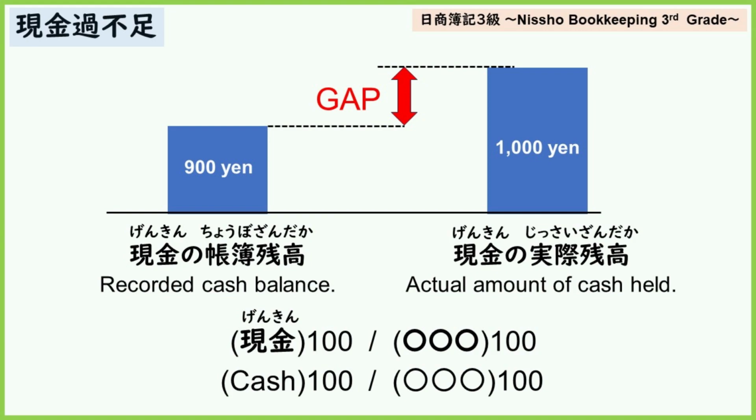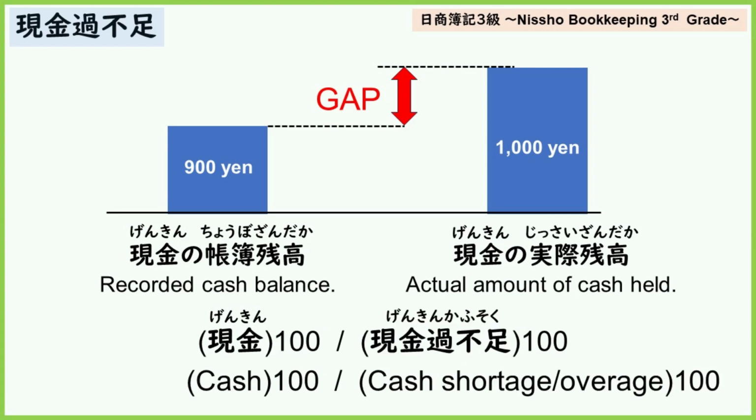If, as shown in this diagram, the recorded cash balance is lower than the actual balance, it will be adjusted with the following journal entry. Debiting cash adjusts the book balance to match the actual balance. It is important to adjust the book balance to match the actual balance. The corresponding account in this case is referred to as cash shortage and overage. This account name is a special account name that does not correspond to any of the 5 elements in bookkeeping. Now, let's take a look at the journal entry when the cause of cash shortage and overage has been identified.